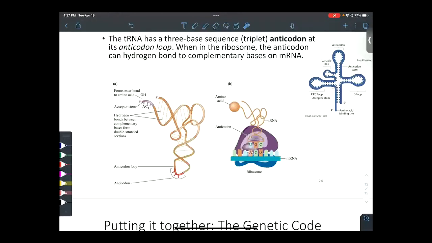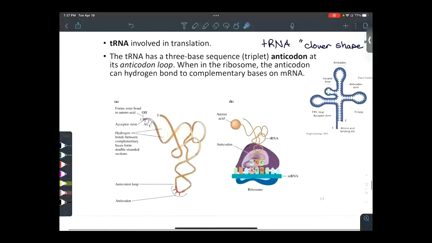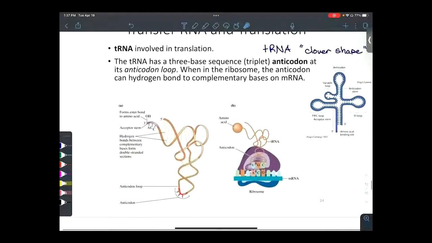That's what it would look like if it was flat. But tRNA isn't flat. Most things in our bodies aren't flat. So this is a better representation of what's going on. All right, so tRNA is involved in the translation.